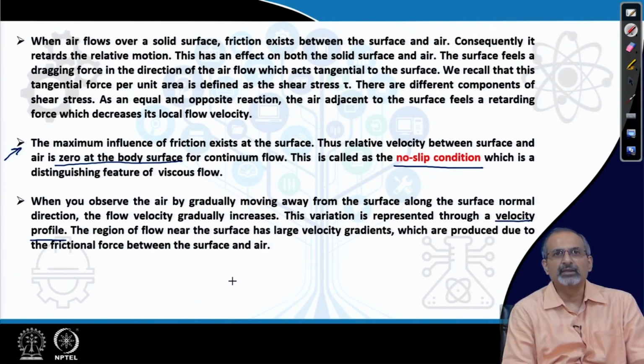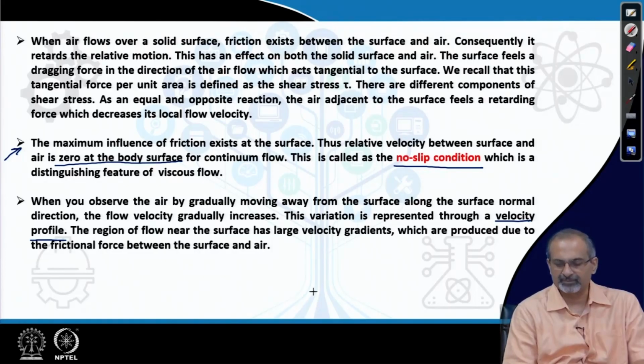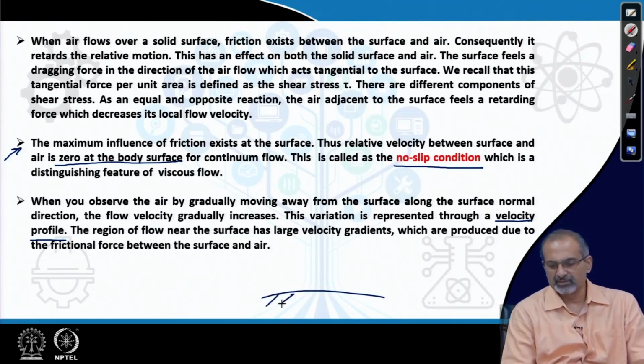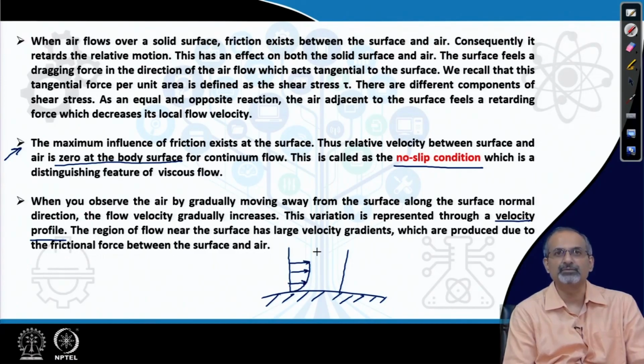The region of flow near the surface has large velocity gradients, which are produced due to the frictional force between the surface and air. So, if this is your surface geometry, and we draw normal vectors at different points on the surface, and we have some means by which we can measure or calculate the velocity, it varies like this as it moves away from the wall.